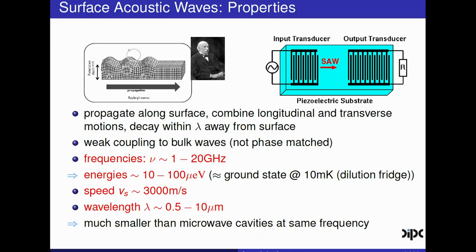Okay, so I want just to give a few numbers to sketch the ballparks of the structures we talk about. So these frequencies can be a couple of gigahertz, maybe up to 50 gigahertz. Energies of these waves, we typically talk about tens of micro eV, which means in order to be in the ground state of these oscillators, these resonators, we would need dilution fridge temperatures, which are regularly achieved in quantum dot experiments. The speed of sound, the slowest of these waves in typical materials like gallium arsenide, is 3 kilometers per second, and the wavelengths we talk about are fractions to several micrometers.